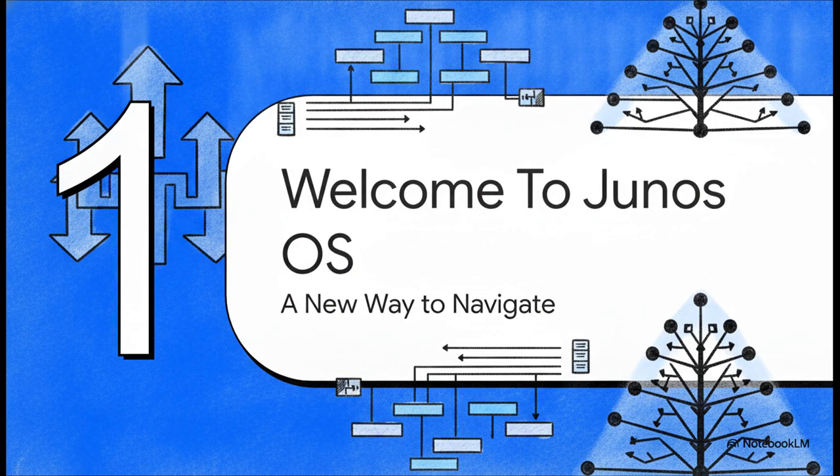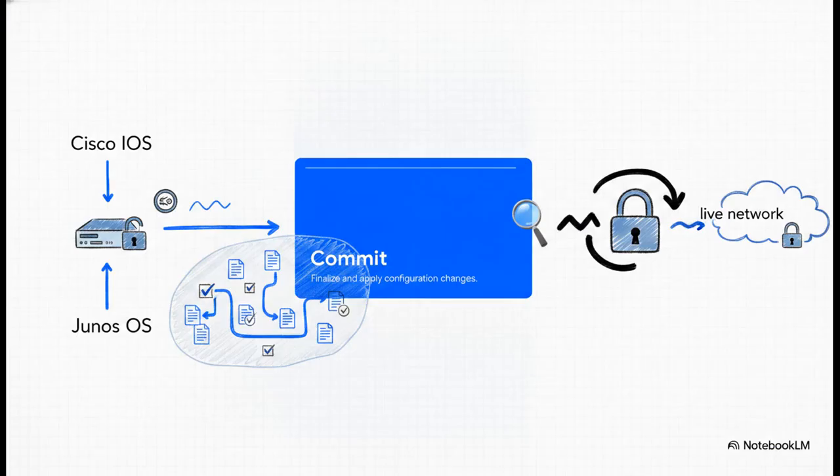Welcome to Junos OS, a new way to navigate. Now, the very first noticeable difference you'll encounter is how Junos handles configuration changes. This is honestly one of the biggest mental hurdles for transitioning engineers, the commit command. In Cisco IOS, when you enter a command, it usually takes effect immediately, right? And then you eventually save it with write memory.